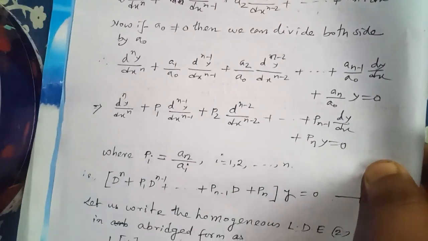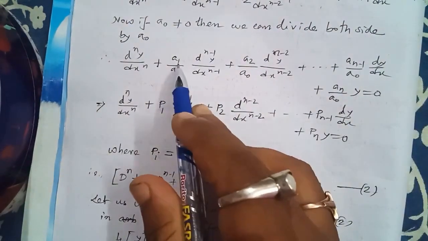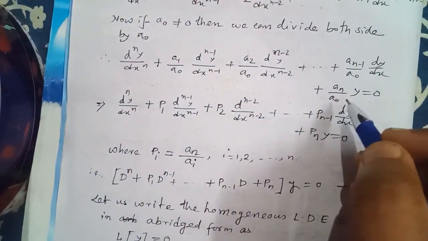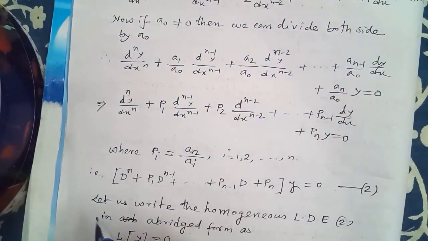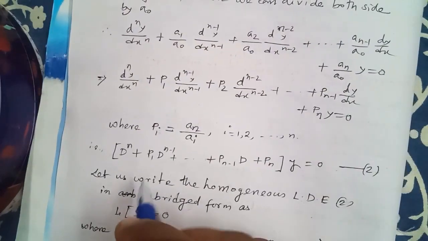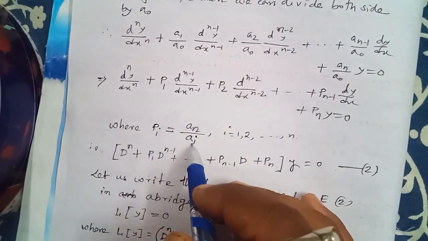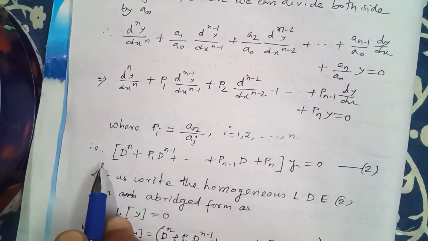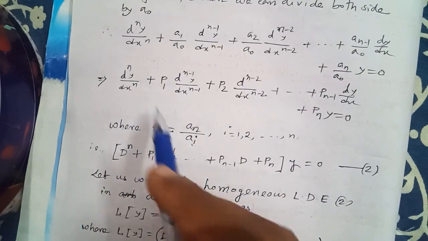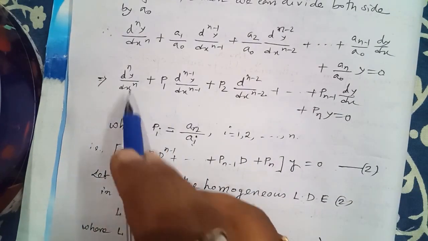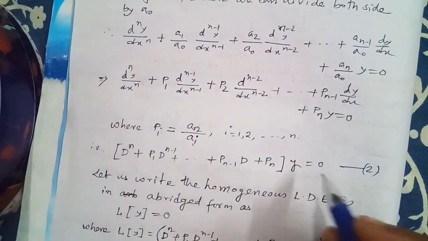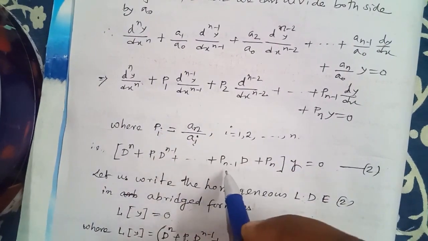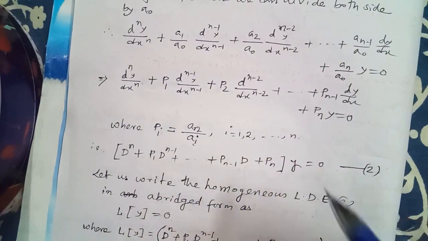Okay, so we have named a1 by a0 as P1, a2 by a0 as P2, and an by a0 as Pn. Meaning, in short form, Pi is equal to ai by a0, where i is equal to 1, 2, dot dot n. That is, if we write it in operator form, what will it be? It will be D^n, and y is taken common at the end: D^n plus P1 D^(n-1) plus dot dot plus P(n-1) D plus Pn, into y is equal to 0.